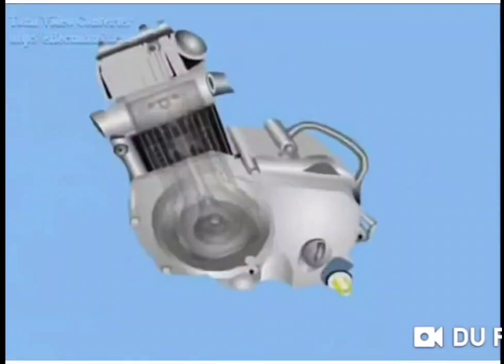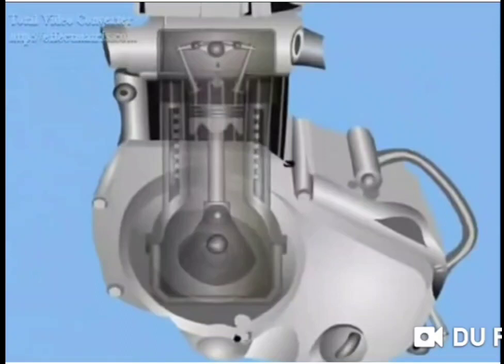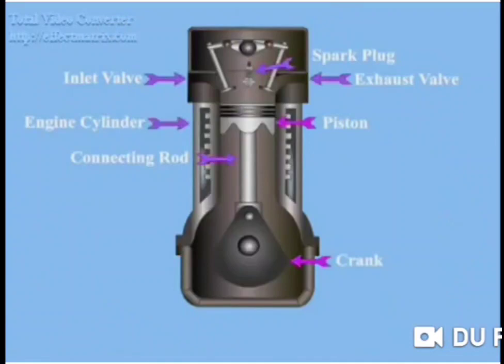This is a three-dimensional figure of the engine. Here we observe that a cut section is taken in the engine, so we can see some internal parts present in the engine. These are the internal parts which we are going to study, where the power is created inside the engine. Now let us understand which parts are present in this engine.